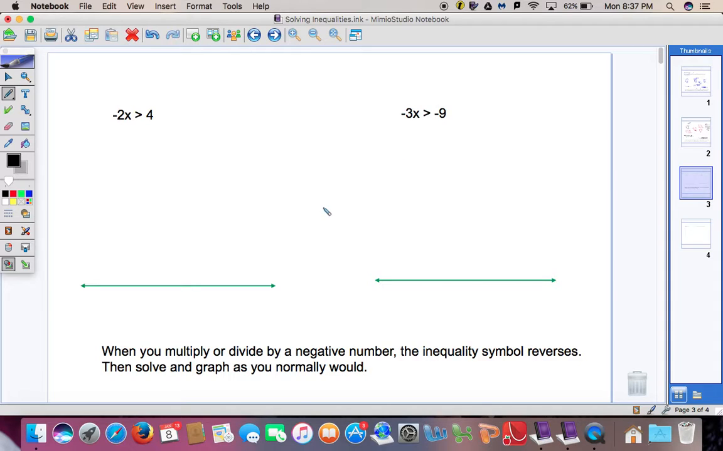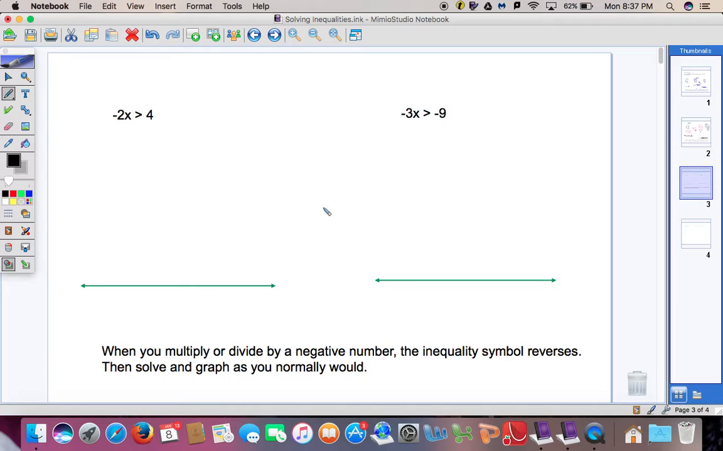Okay, so now is where we're going to end up with this one exception. If we have negative 2x is greater than 4, when you multiply or divide by a negative number, your inequality symbol changes direction. So this is the one exception. This is where you have the one thing that changes.